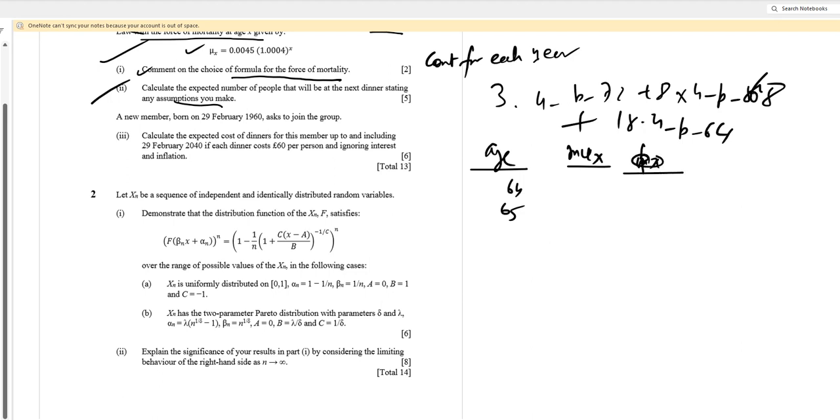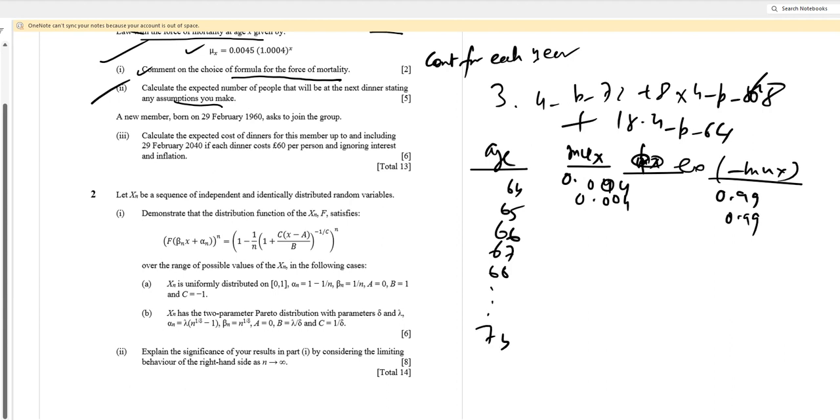So this px is nothing but the expectation of this table, which will be 0.04, 0.99, 0.004 and 0.99 again. Next one, in that way we can calculate 67, 68, 70 till 75.